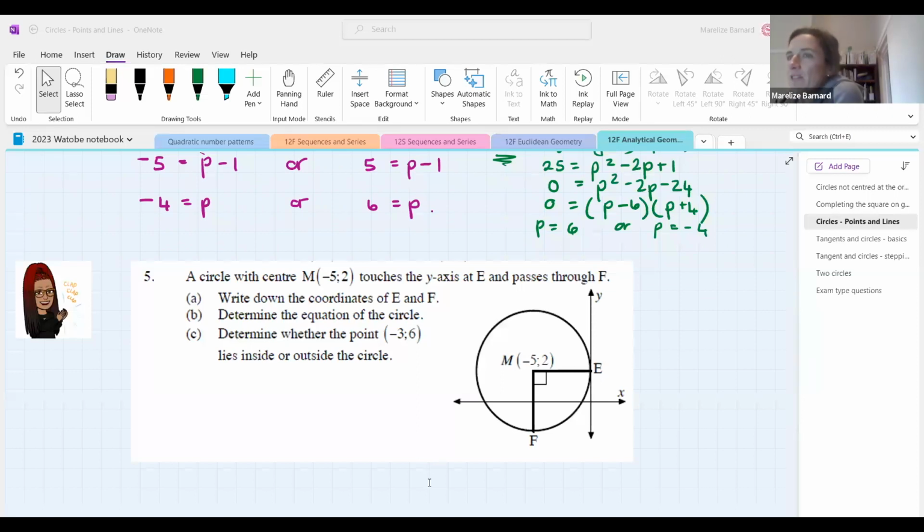So we have in question 5, a circle with center M, and it touches the y-axis at E and passes through F. So write down the coordinates of E and F. Any ideas?